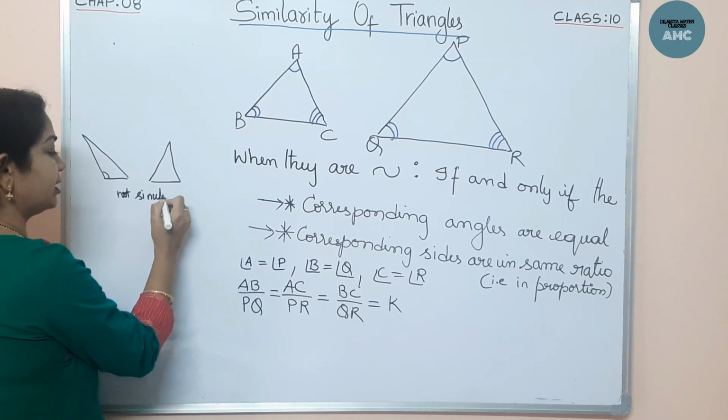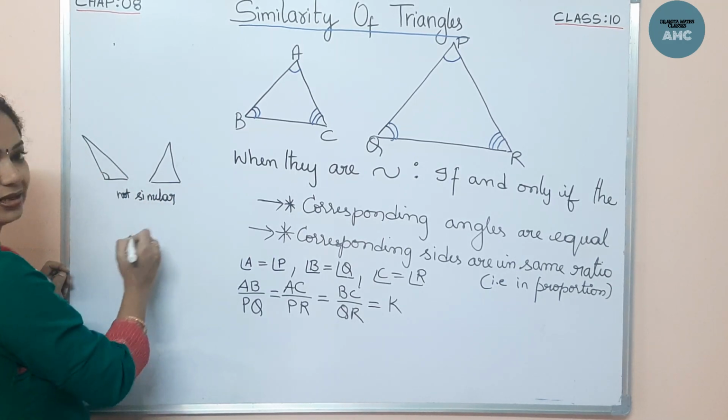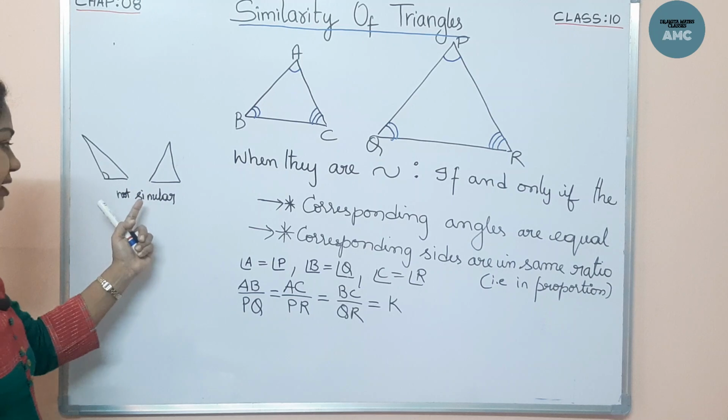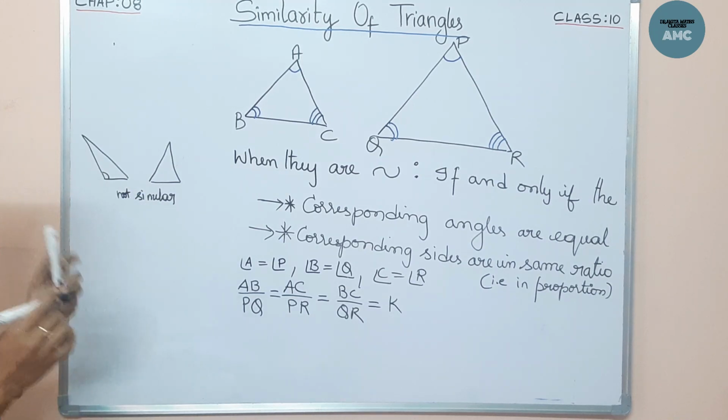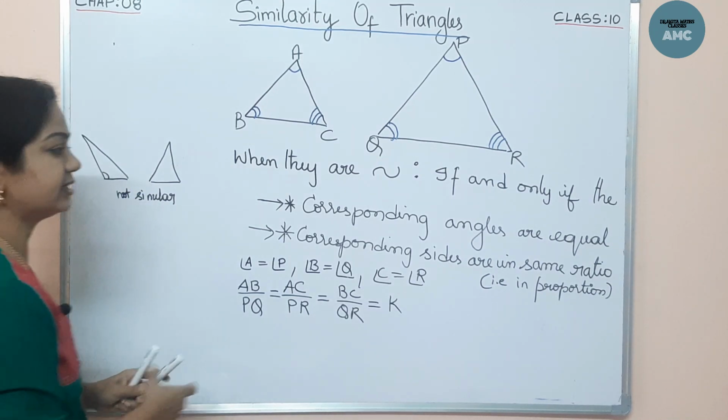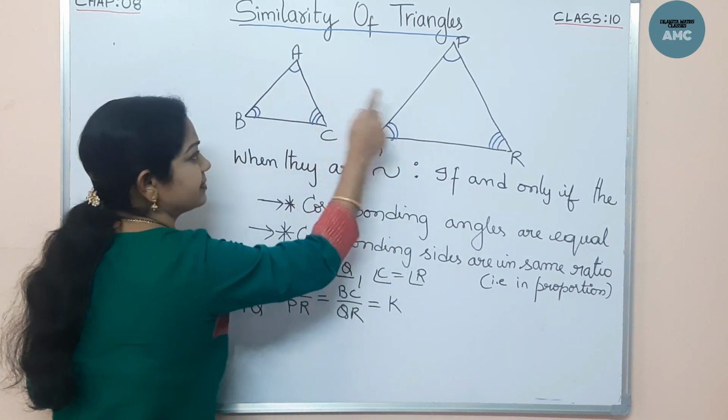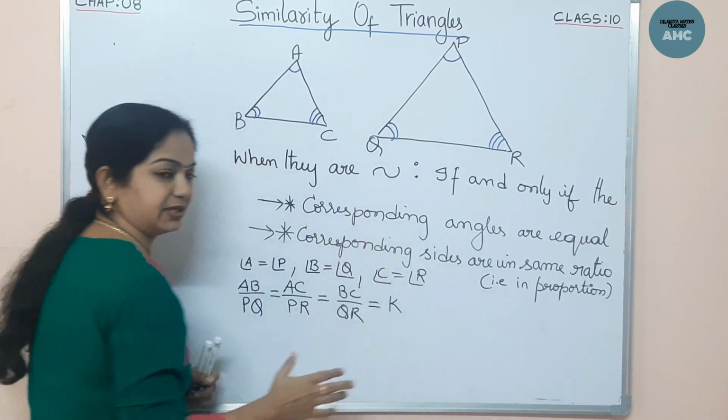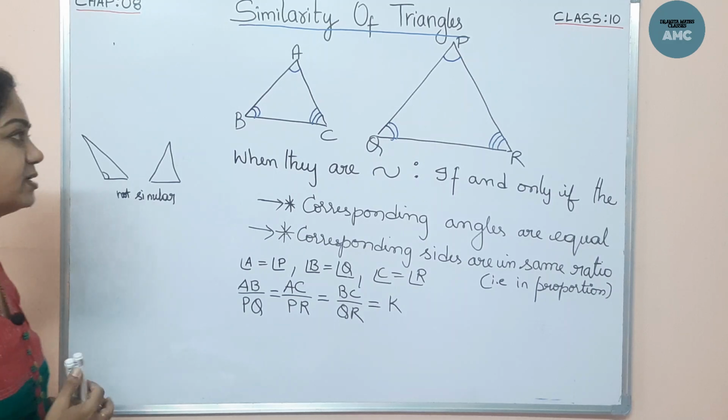Though they are both triangles, this is obtuse angle, this is acute angle. Though they are triangles, they are not similar. Likewise, we will be seeing these two conditions: the corresponding angles must be equal, and the corresponding sides must be in the same ratio. Now pause and note it down.